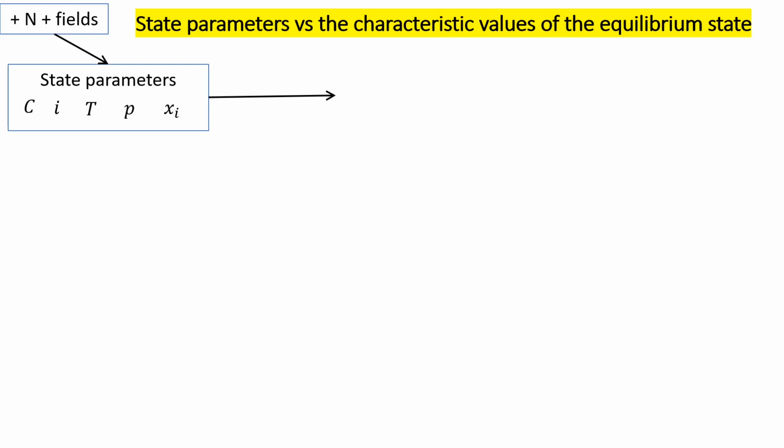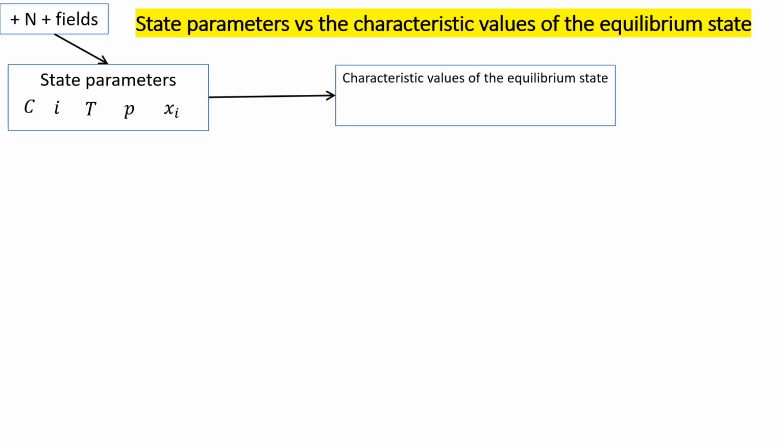Now, the second important part in creating the map for this course is to list all those physical quantities which characterize the equilibrium state. These are the number of phases, the identity, the phase ratio, and the compositions, meaning the equilibrium mole fractions of all the components in all the phases.